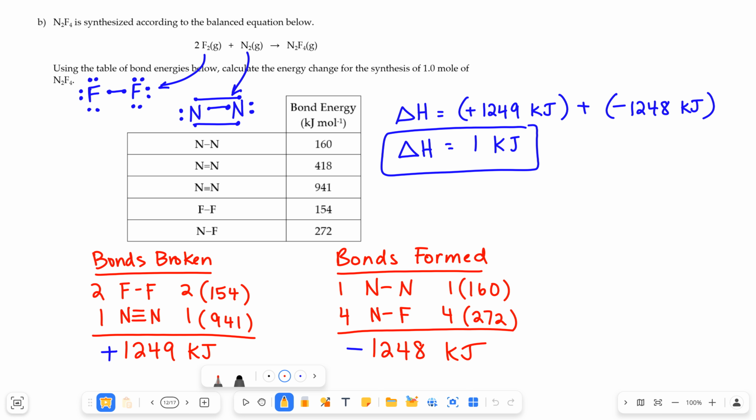Overall, we end up with a net gain of 1 kilojoule. How weird is that? Endothermic by 1 kilojoule. Takes just a little bit more energy to break apart the reactants compared to the energy I get released when the products form.